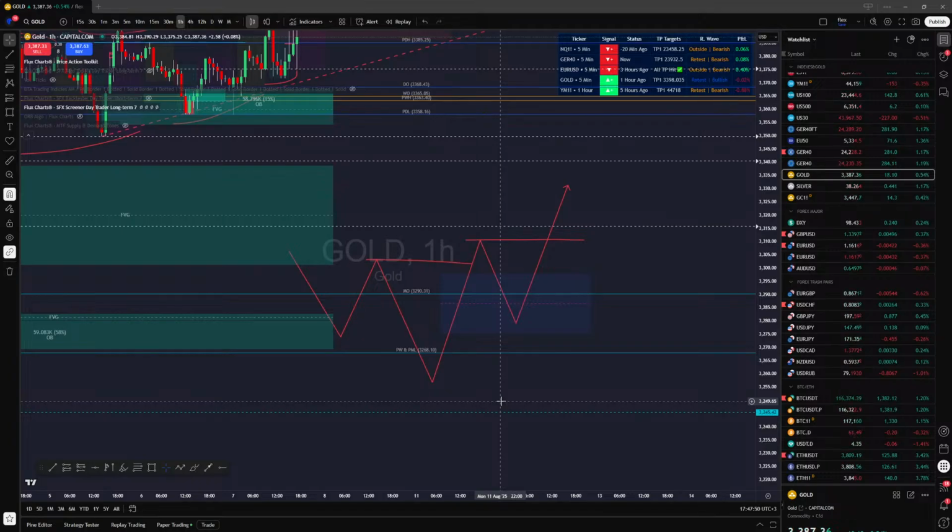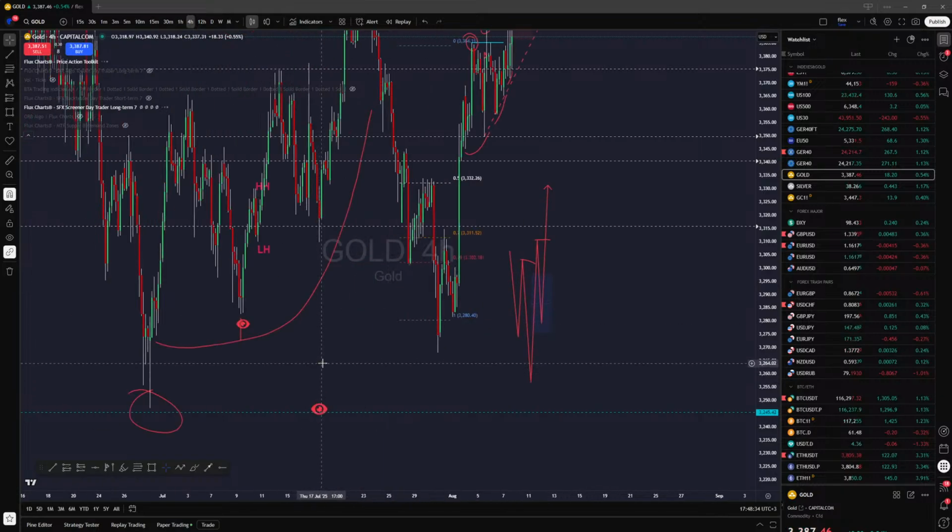It can be time liquidity, which is a previous daily, weekly, and monthly high and low. It can be session liquidity, so manipulation to take liquidity from the previous session, and it can be swing liquidity, when we're taking liquidity from an important swing.